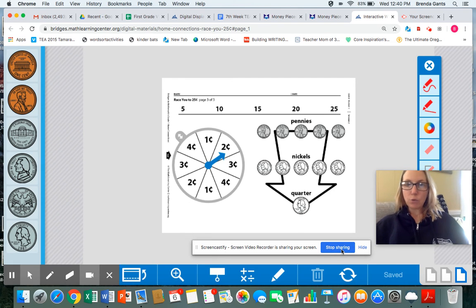All right, if you don't want to play it online, you can do it in your book, print it out, and you could do it with real pennies and real nickels and real quarters. So you don't have to do it on this app. I just thought it might be a little bit fun for you guys.